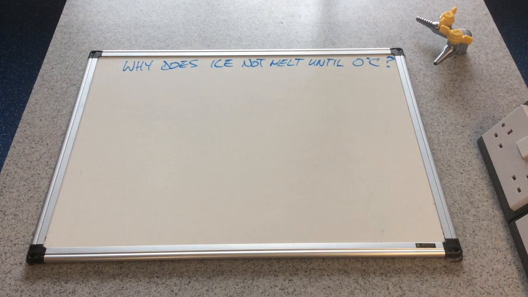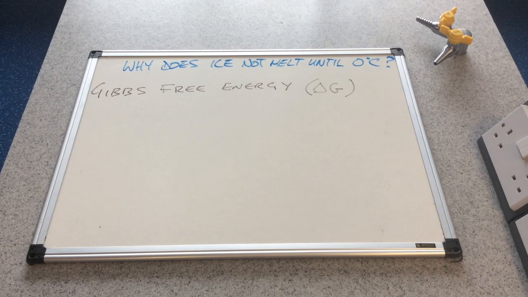We're now going to use our knowledge of entropy and enthalpy to explain why ice doesn't melt until 0 degrees C. And to do that, I need to introduce you to a concept known as the Gibbs free energy, or delta G for short.